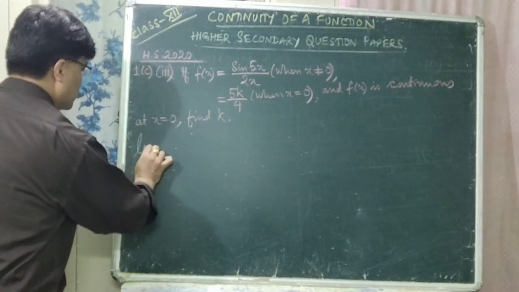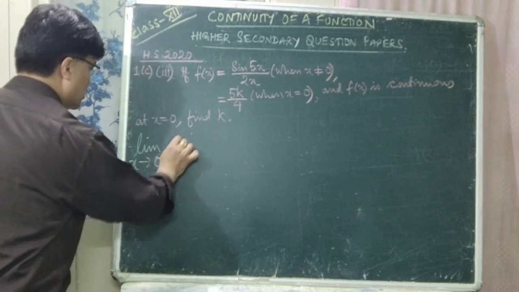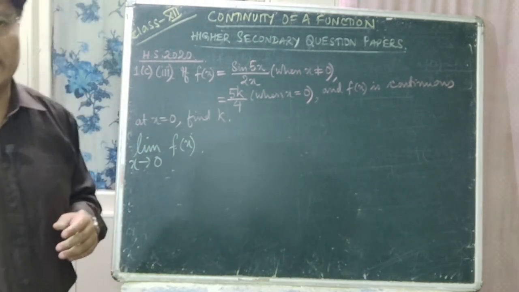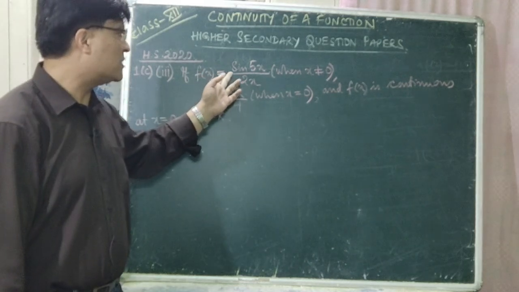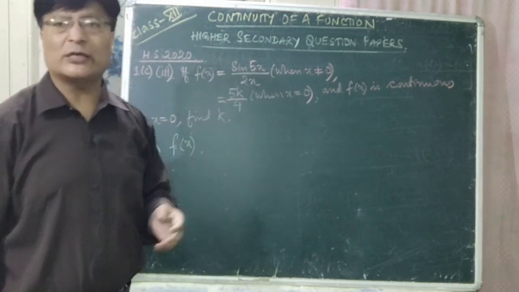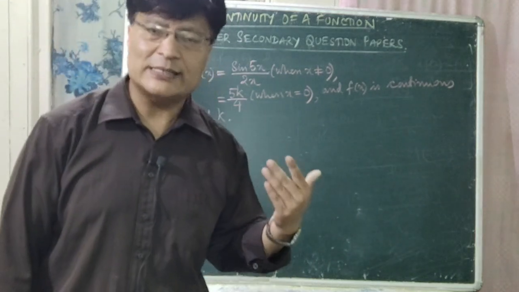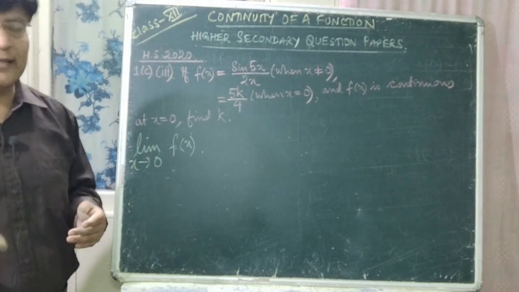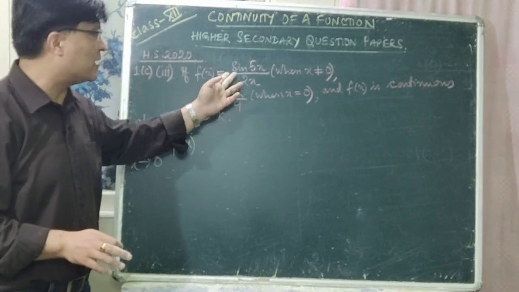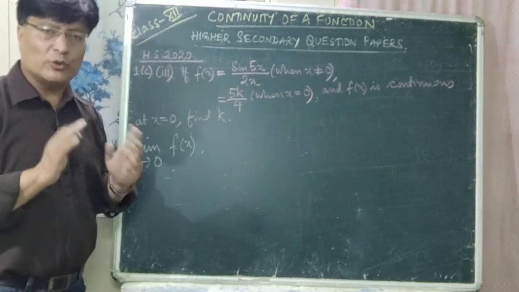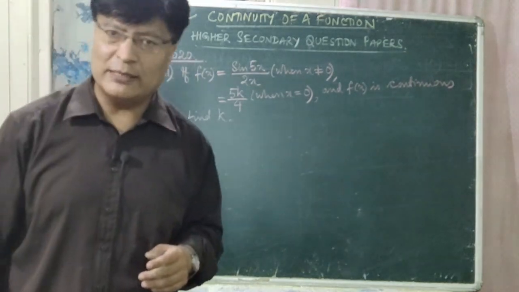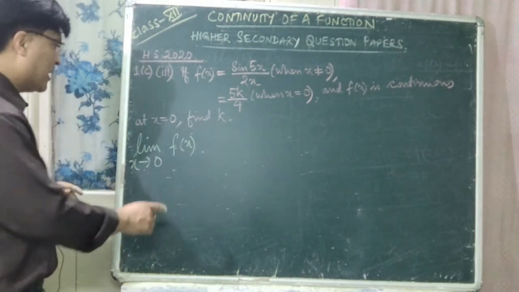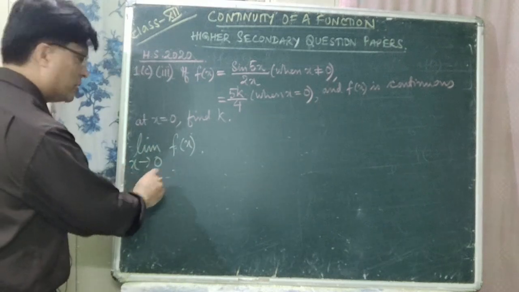So let us find out limit x tends to 0 f of x. Just now I explained to you about this limit, because f of x is equal to sine 5x divided by 2x when x is not equal to 0. That means in this case either x is greater than 0 or x is less than 0. For both, we are using the same function, that is sine 5x divided by 2x. So there is no need of getting the separate right hand limit and left hand limit. In this case you just have to find out limit x tends to 0 f of x. That's why I have written here limit x tends to 0 f of x.